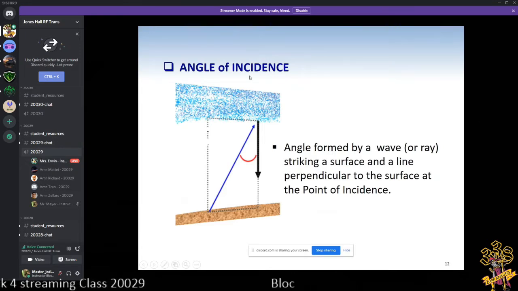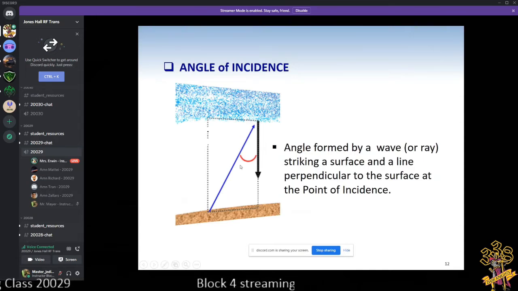Angle of incidence. If you were to go up into the ionosphere and drop a plumb bob straight down, then you would have this nice straight line running vertical between the ionosphere and the ground. Now, you come over here and you have your antenna, and you transmit your signal up to the ionosphere. Well, where it interconnects with your plumb bob, that's where you get your angle of incidence. It's the angle formed by a wave, in this case your RF, striking a surface and a line perpendicular to the surface at that point of incidence. Okay? So there's your angle of incidence.